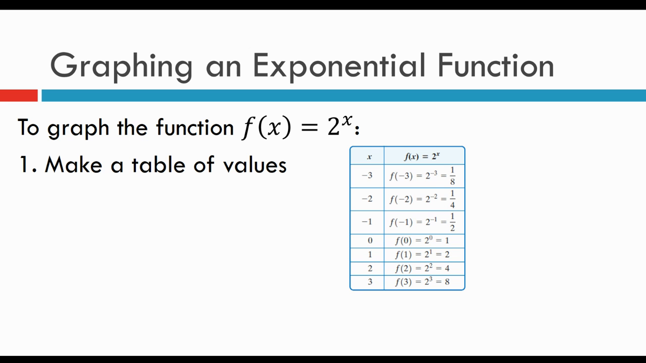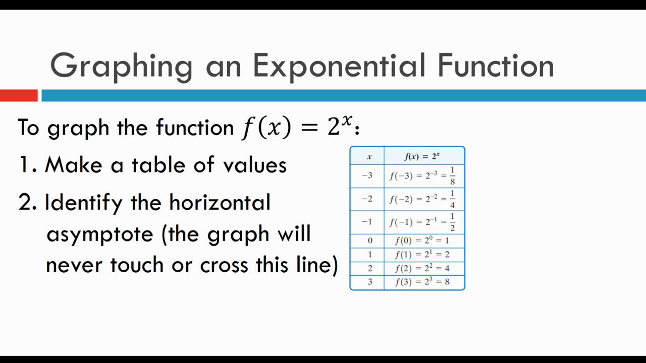Okay, so here would be a table if I went from -3 to +3. So notice that we have 2 to the -3rd power, that becomes 1/8. 2 to the -2nd power is 1/4, and so on and so forth. Okay, so you'd make your table. We are going to have horizontal asymptotes in this graph. Okay, remember we talked about horizontal asymptotes back in chapter 3. Those are horizontal lines, and the graph is never going to touch or cross this line.